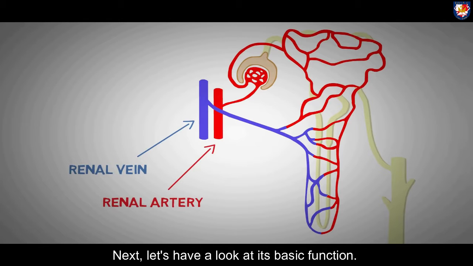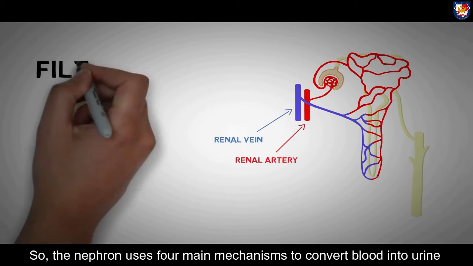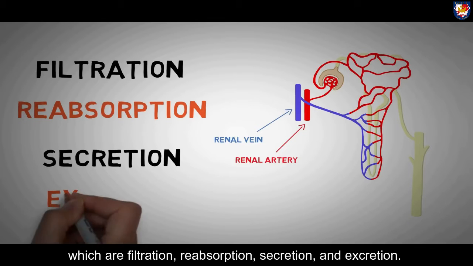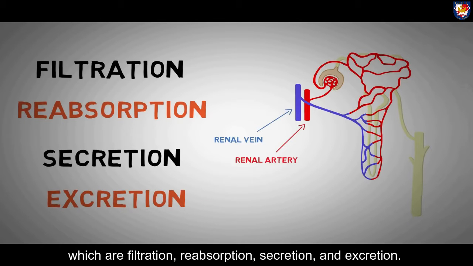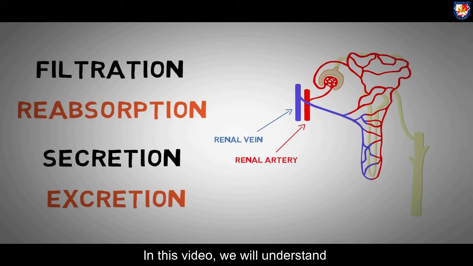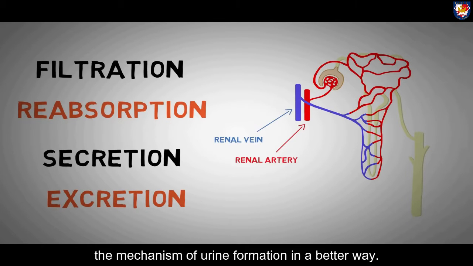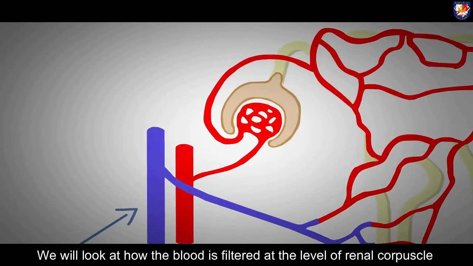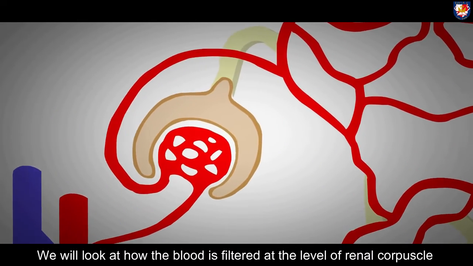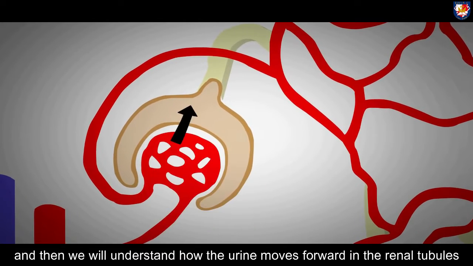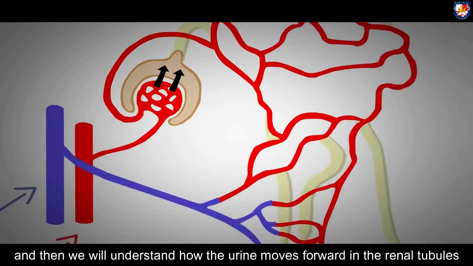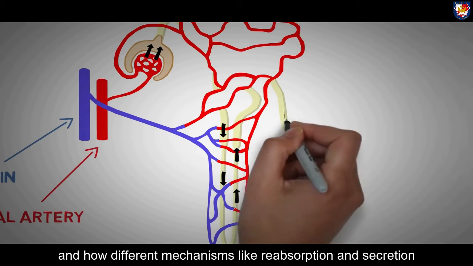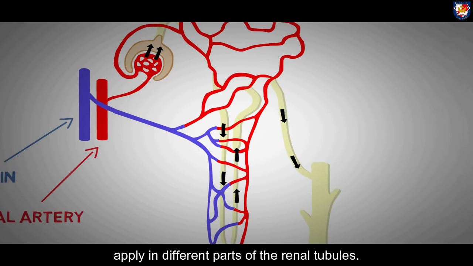Next, let's have a look at its basic function. The nephron uses four main mechanisms to convert blood into urine, which are filtration, reabsorption, secretion, and excretion. In this video, we will understand the mechanisms of urine formation in a better way. We will look at how the blood is filtered at the level of the renal corpuscle, and then we will understand how urine moves forward in the renal tubules and how different mechanisms like absorption and secretion apply in different parts of the renal tubules.